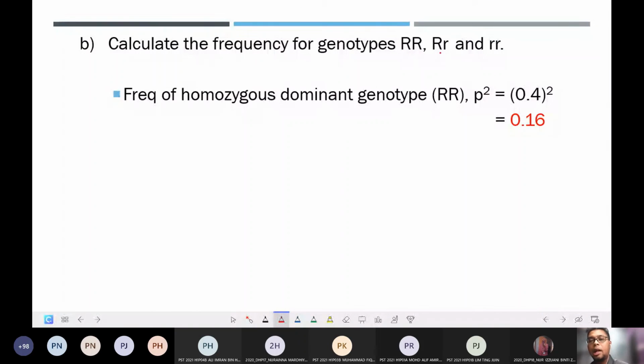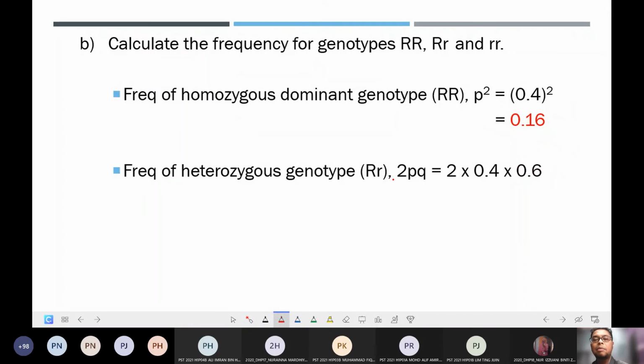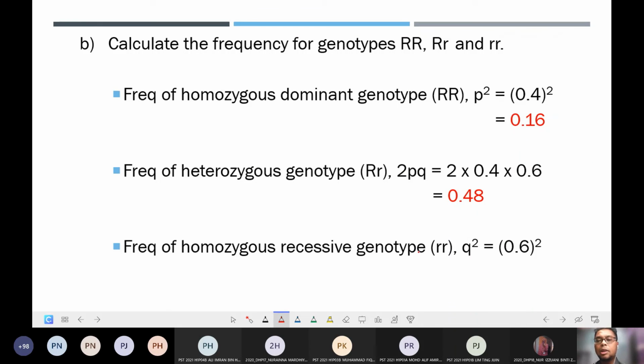And what about the heterozygous genotype? Senanglah. Just remember this formula of 2pq. Iaitu kita dah tahu dah bahawa 2pq will be referring to the frequency of the heterozygous genotype. So 2 times p times q and you will get the value of 0.48. And the same goes for the last part, in which again the value of q squared will be referring to the frequency of the homozygous recessive genotype, which is 0.36, yang kita kira tadi dah, dan nilai q 0.6, kuasa 2 dapatlah 0.36.